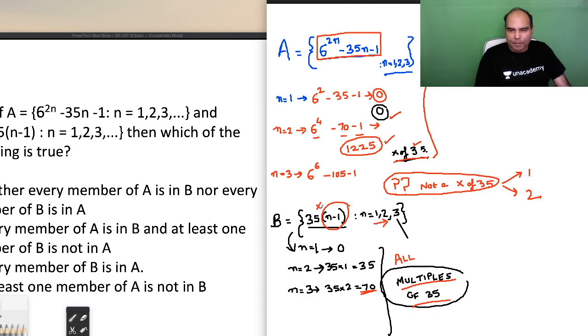Its 35 ka multiplier is increasing by 1 every time you are increasing n by 1. So the issue becomes, between 1 and 2, whether you can find a number in this set A which is not a multiple of 35. Right? And what you can reject clearly at this point is every member of B is in A. This is rejected. And at least one member of A is not in B. ye bhi abhi will depend again whether you can find such a number or not.